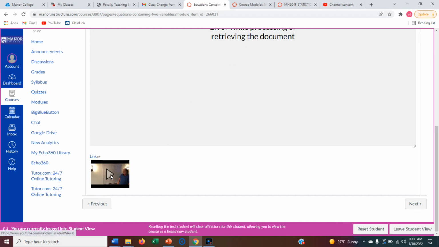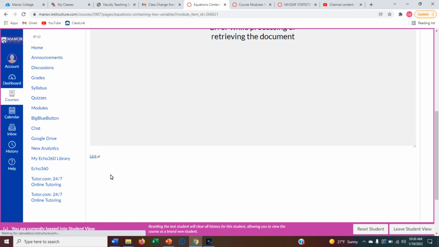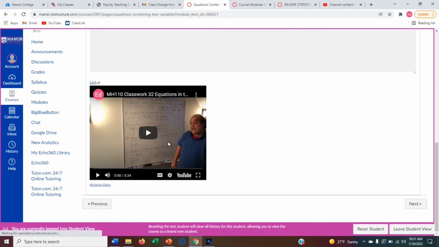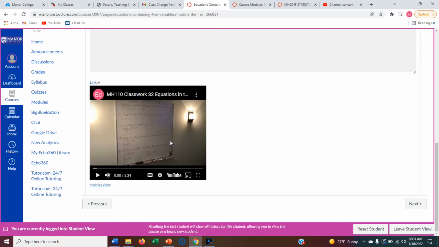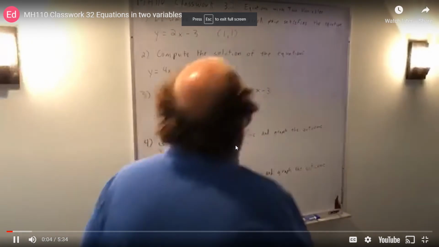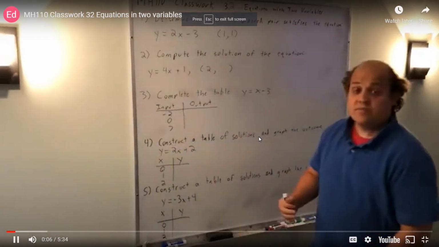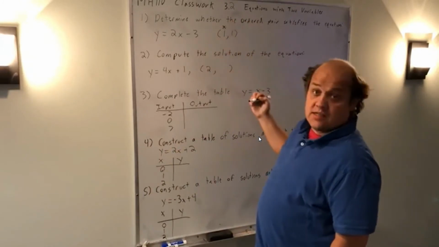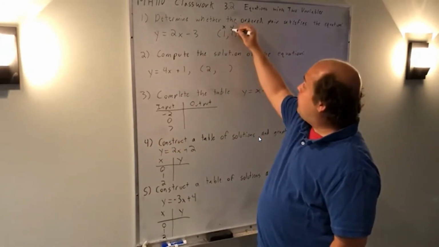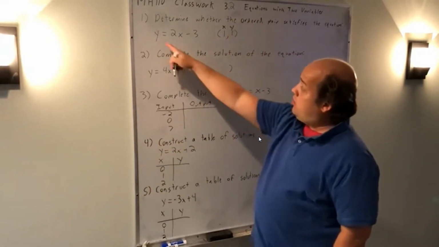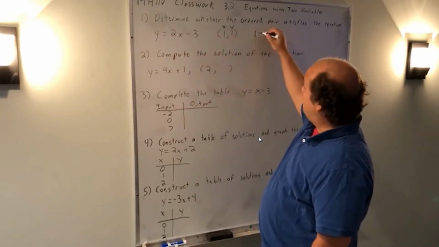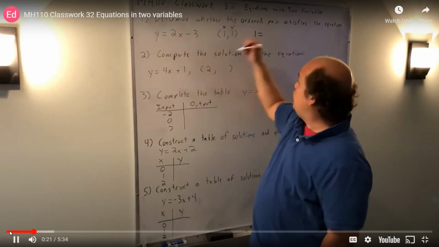I'll fix that. But here you will see that this link will show me about 2 years ago, showing how to do every problem for the classwork. Here we begin by checking if an ordered pair satisfies the equation. The way we're going to do that is plug in the first coordinate for x and the second coordinate for y. So here I see a y, I'm going to replace it with the y coordinate, 1 equals 2.